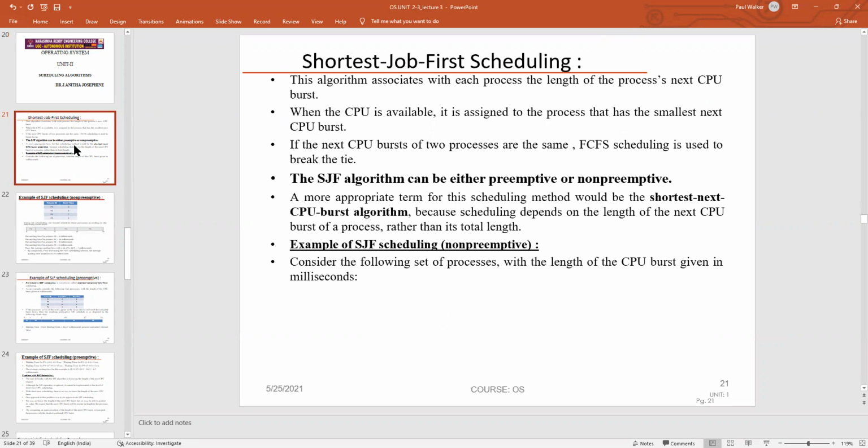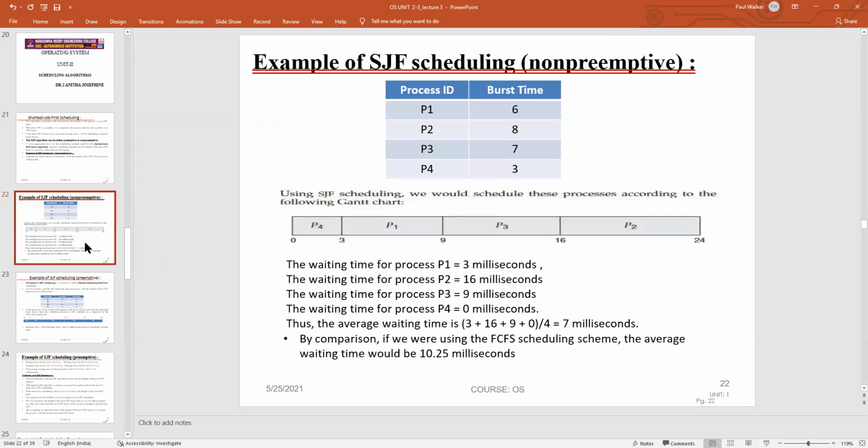Depending upon the length of a process, it divides the burst cycle in the form of milliseconds. So this is an example sequence of the shortest job first scheduling algorithm. Here the process ID and the burst time are listed. Process P1 has a burst time of 6, P2 has 8, P3 has 7, and P4 has 3. This can be represented with the help of a Gantt chart.